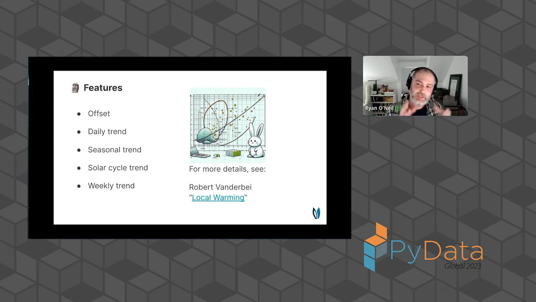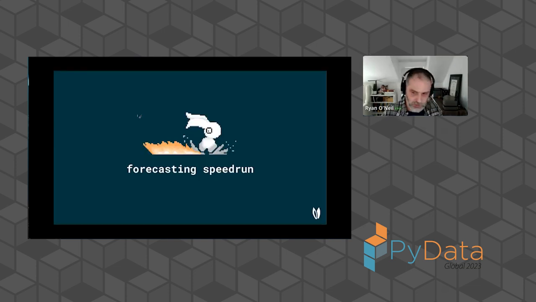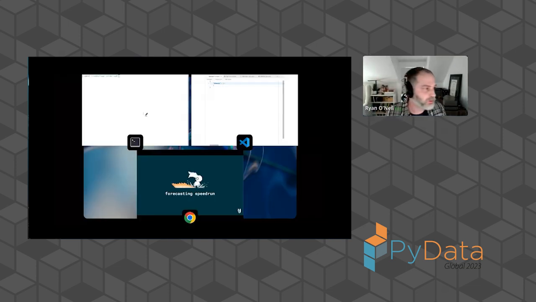And again, I designed the data so I know what the features are, and they are an offset, a daily trend, seasonality, solar cycle, and a weekly trend. So we're just going to plug that right into the model and see what happens. All right, so let's do our forecasting speed run. Hopefully we're doing okay on time.